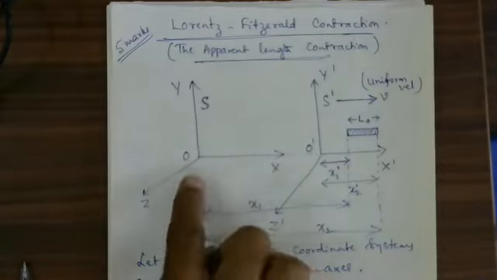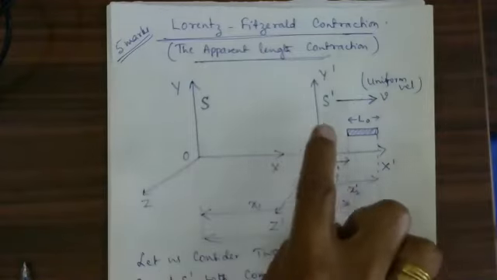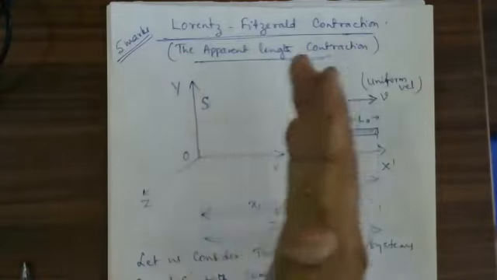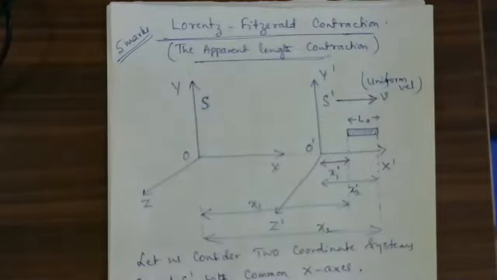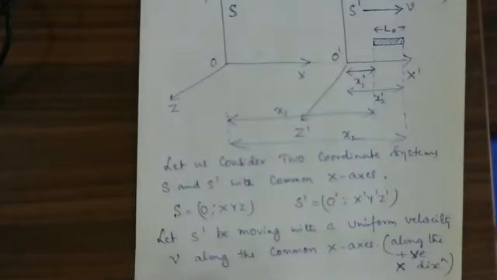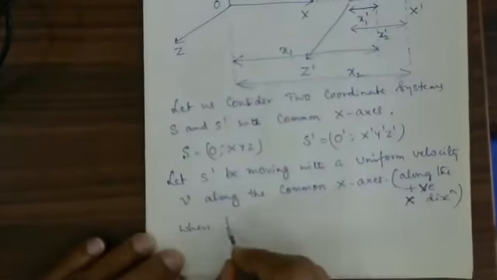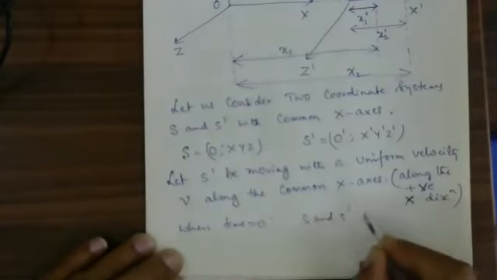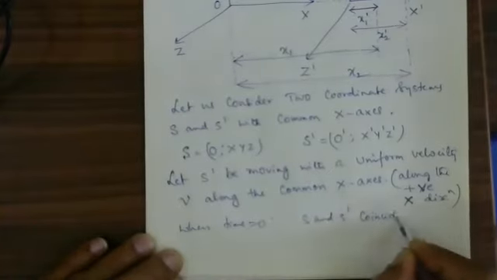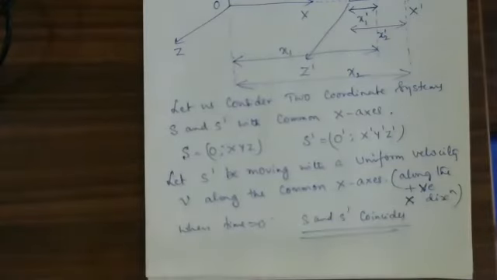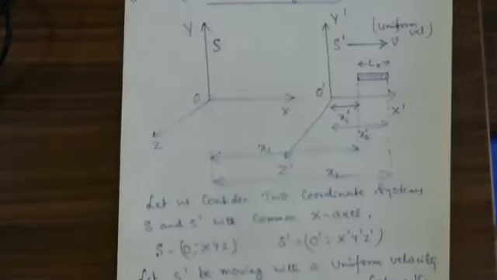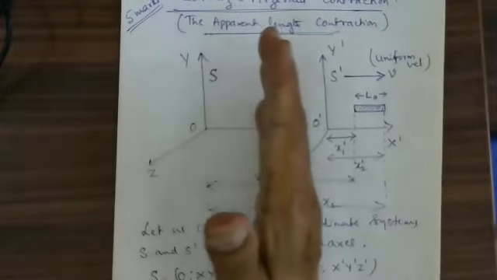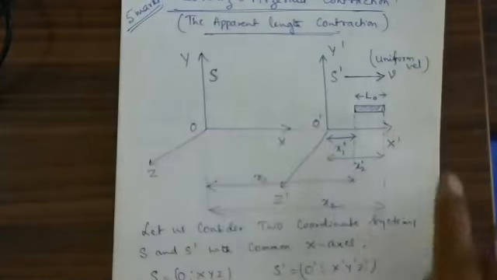I have chosen two frames of reference, S and S dash, where S dash is a frame of reference which is moving. When the time is equal to 0, S and S dash coincide. So if you want, I will write that also. As time elapses, S dash goes on moving.